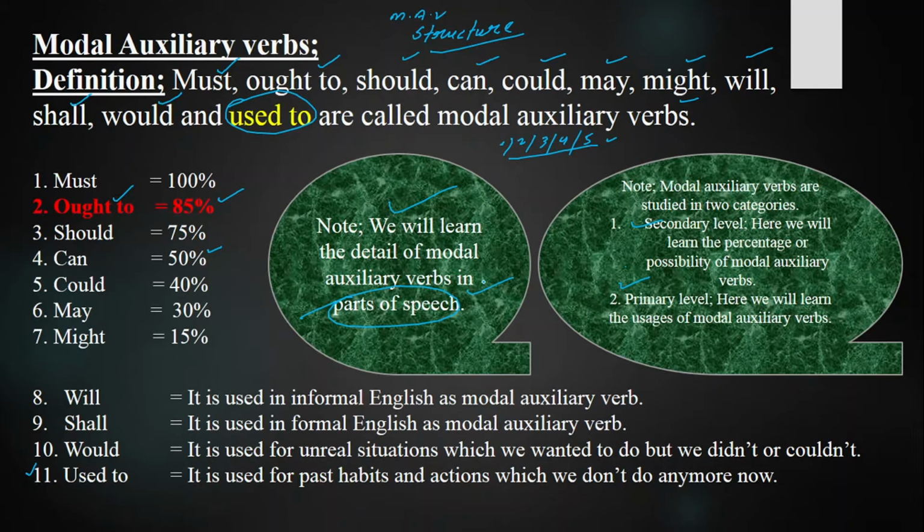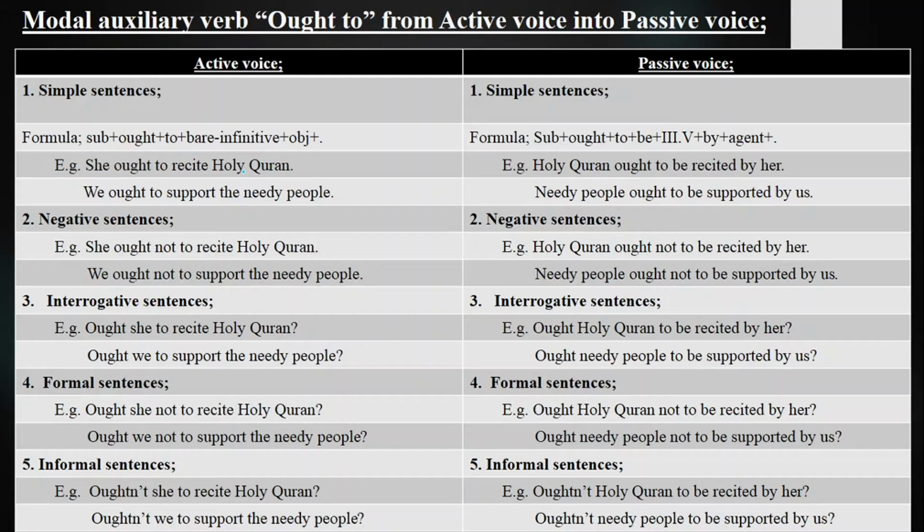Somehow we will discuss ought to. Ought to is a modal auxiliary verb which is used for an action which is obligatory to you but not 100%. And ought to is less stressable than must and more stressable than should. It is more powerful than should and less powerful than must. So we will discuss the modal auxiliary verb ought to, from active voice into passive voice.